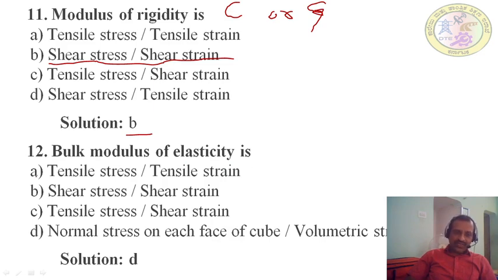12th, bulk modulus of elasticity is, as you know, what is the bulk modulus? Given answers are A, tensile stress by tensile strain, B, shear stress by shear strain, C, tensile stress by shear strain, D, normal stress on each face of the cube by volumetric strain. So the answer is normal stress on each face of the cube by volumetric strain, that is D. So the answer is D.